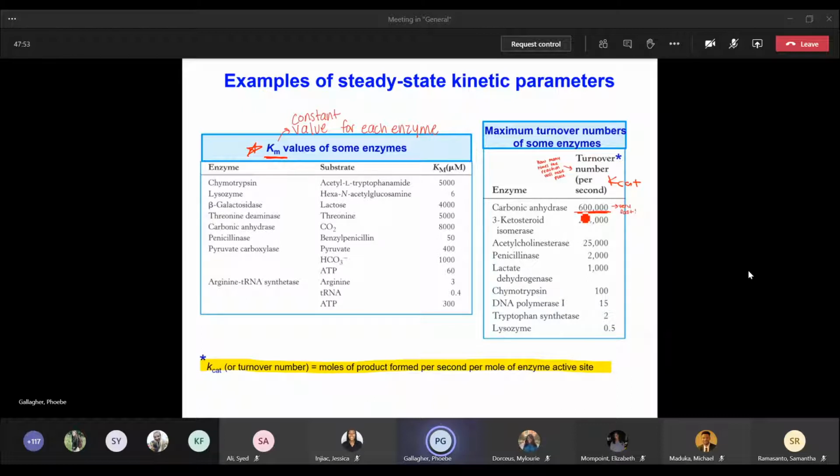So this is very fast because it's able to convert substrate into product very quickly because it's able to dish out this much product. And so lysozyme in this case would be better than chymotrypsin because lysozyme would have a higher affinity for its substrate than does chymotrypsin.